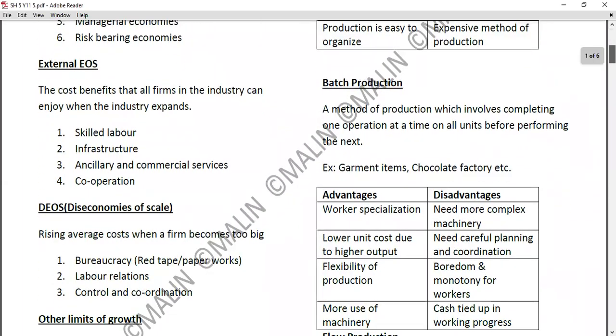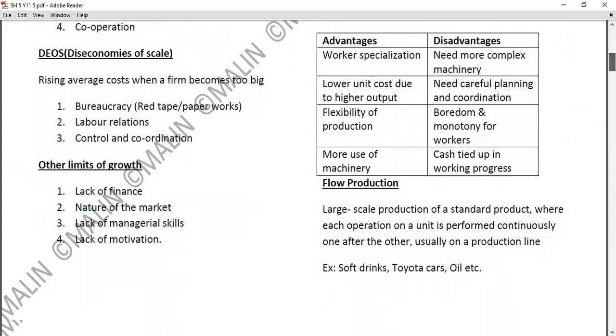Batch production is where we complete one operation at a time on all units before performing the next, like in a garment factory, chocolate factories, everything. Talk about the advantages and disadvantages.